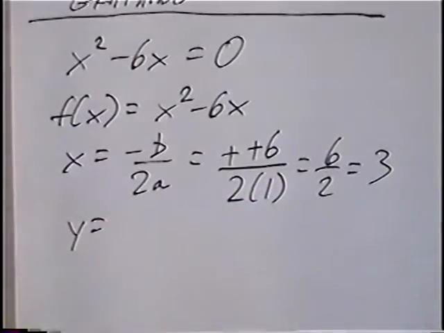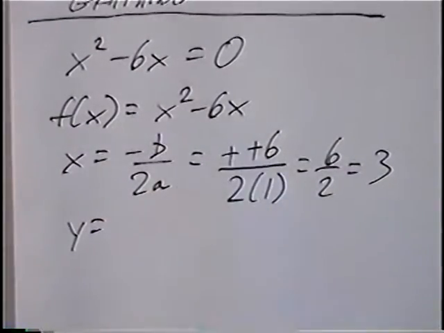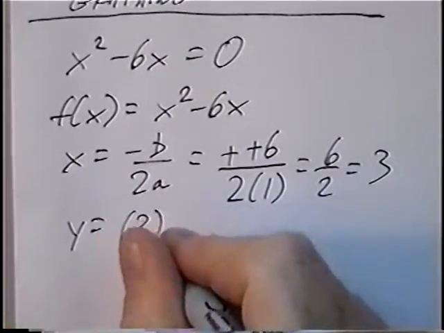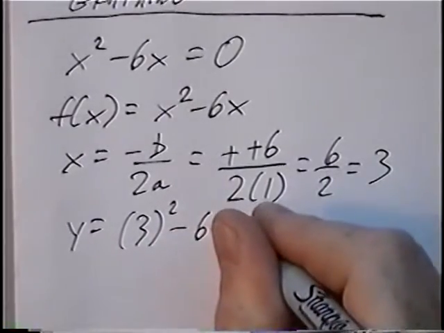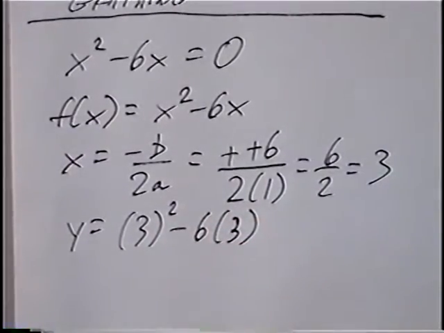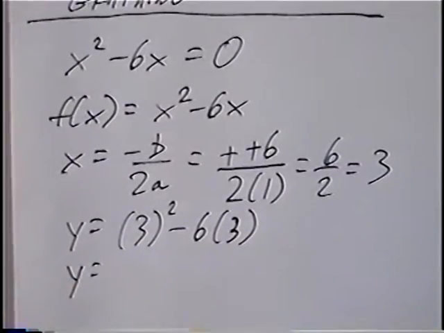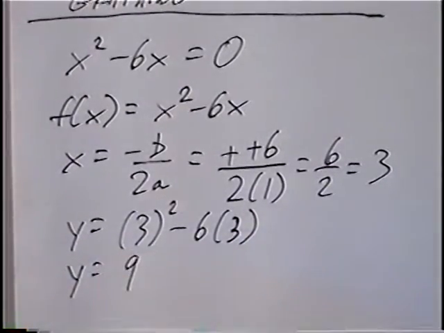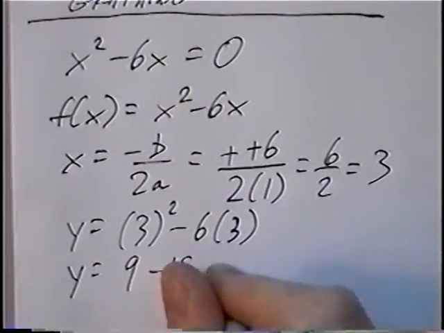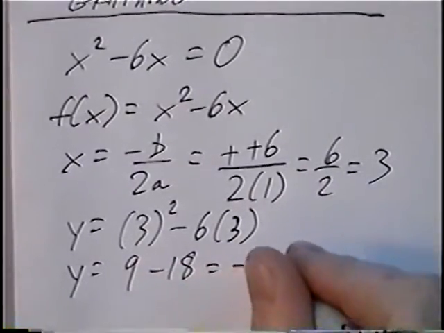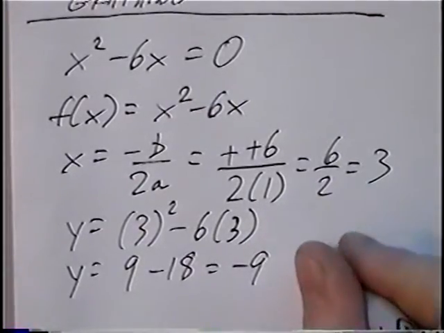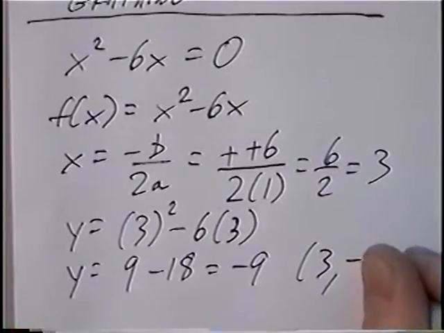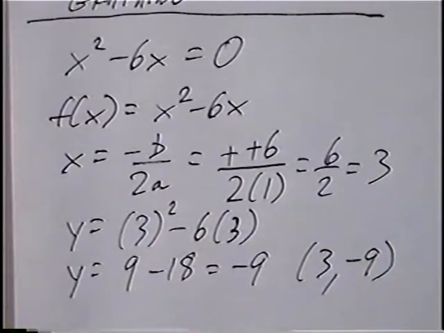To find the y value, we can take the x value and plug it into the equation to find the y value for the vertex. So we'll have 3 squared minus 6x, but instead of x, we can plug in a 3. Solving for y, 3 squared is 9. Negative 6 times 3 is negative 18. So our y value would be negative 9. Putting the x and y together, the vertex of this graph would be 3, negative 9.